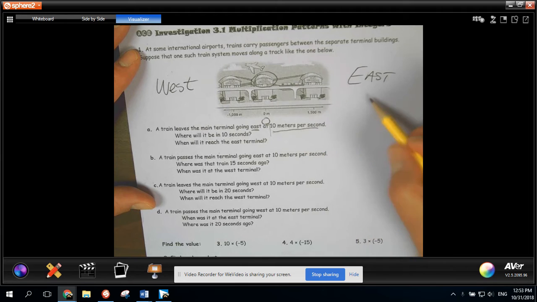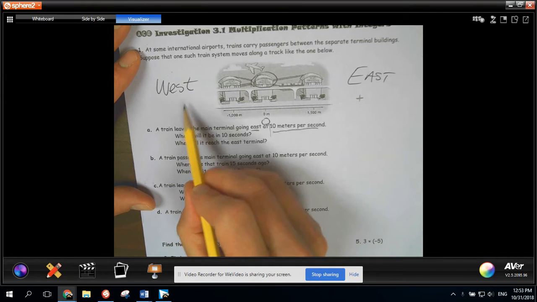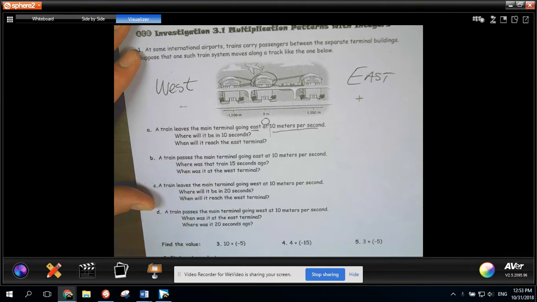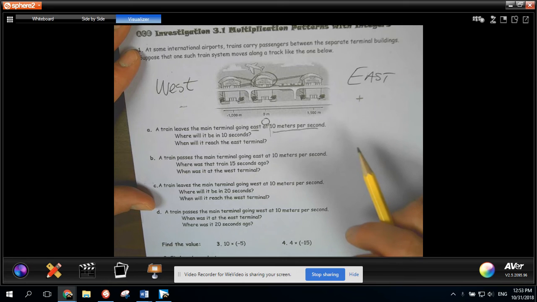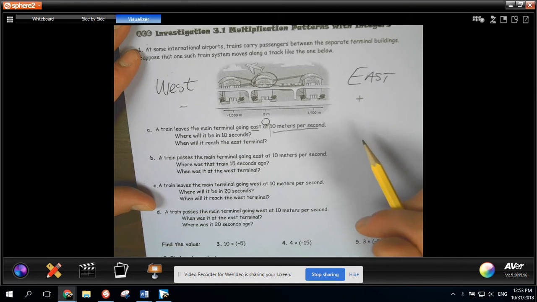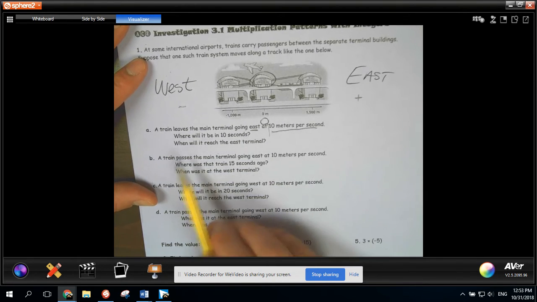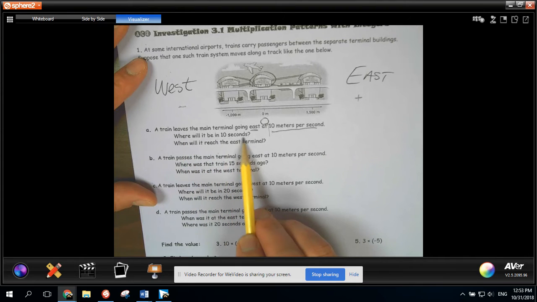So first of all, when we go east, we're going to think of that as positive speed. And then when it's traveling west, we're going to think of that as negative speed. Okay, just kind of similar to the running examples that we used in class today. So the first part of the question says, where will the train be in 10 seconds?